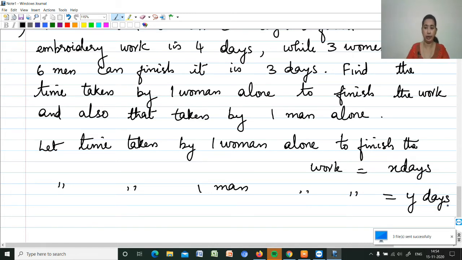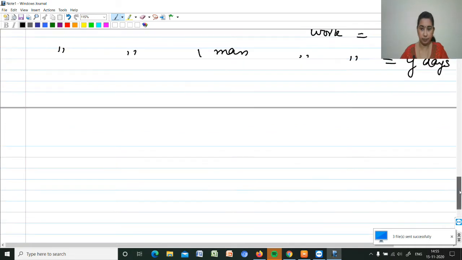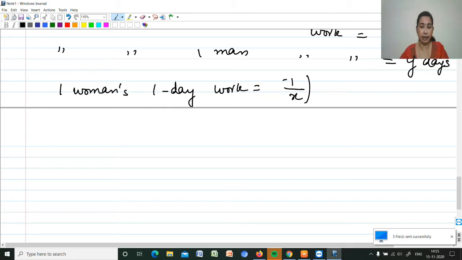So in one day, how much part of the work can a woman complete? One woman can complete 1 by xth part of the work in a day. So one woman's 1 day work is equal to 1 by xth part of the work.